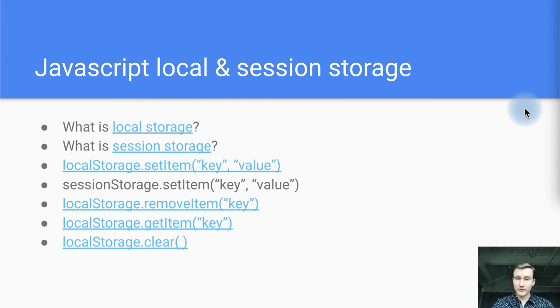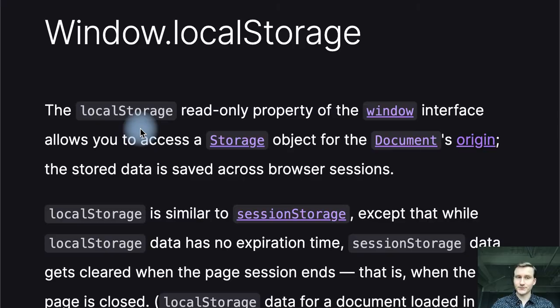We also have removeItem, which can remove an item by its key from the storage interface. And then we have localStorage.getItem, which will return the item based on the key from the storage interface. And then we have localStorage.clear, which will remove all of the items in local storage. So briefly, we'll look at this.